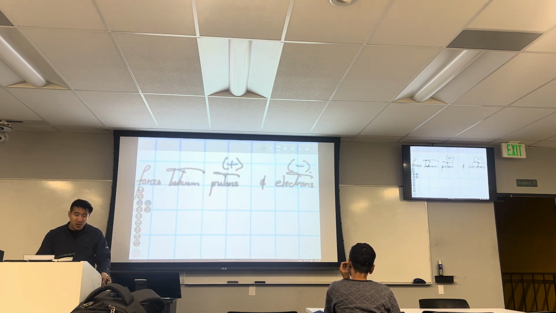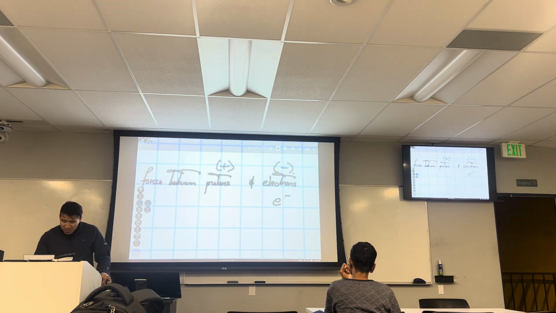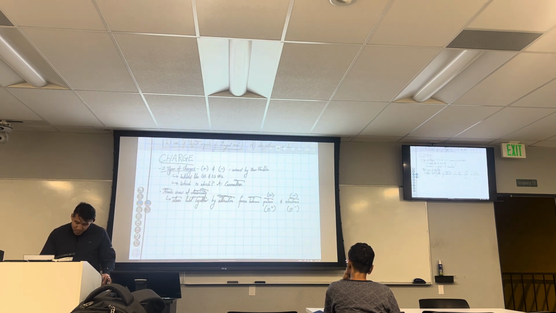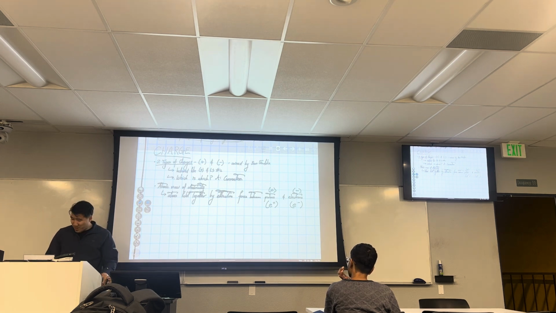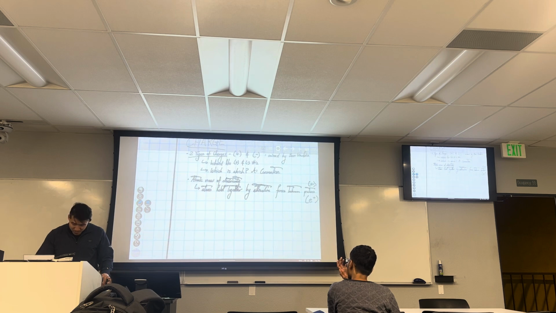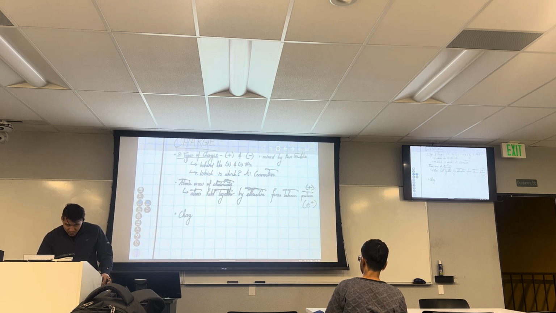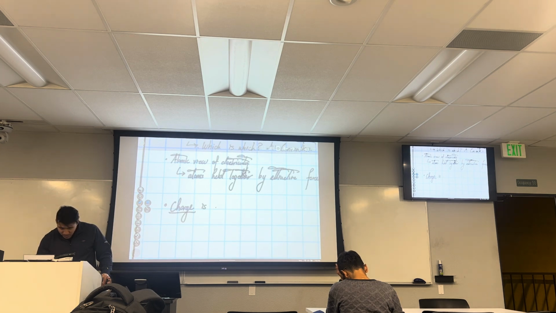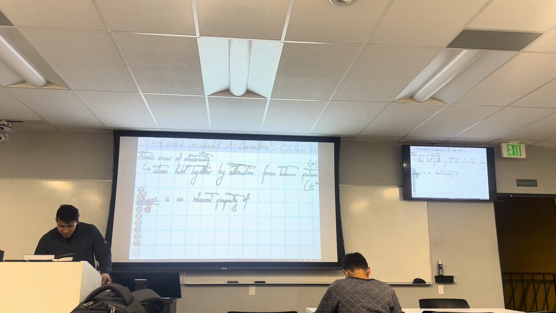A shorthand notation I'm going to be using for protons and electrons: an electron is going to be e superscripted negative, and a proton is going to be e superscripted positive. Why I call a proton e superscripted positive will be clear by this next statement. Let's properly define a charge. A charge is simply an inherent property of electrons and protons.